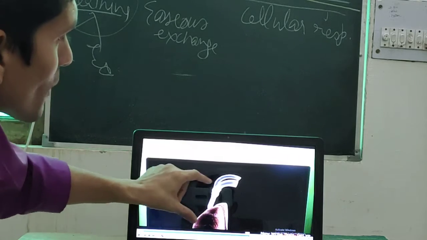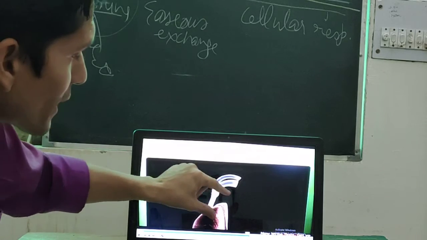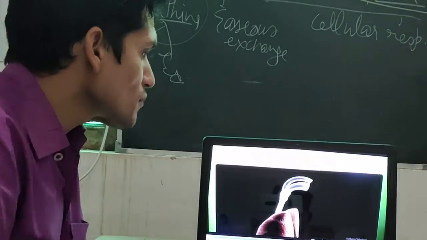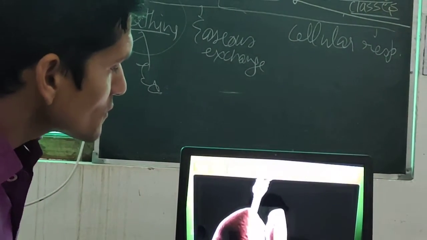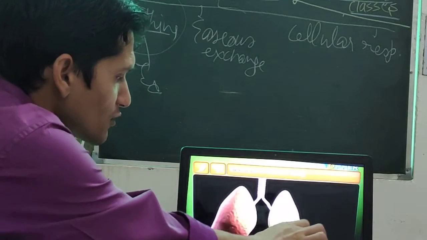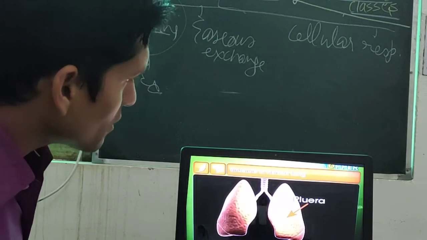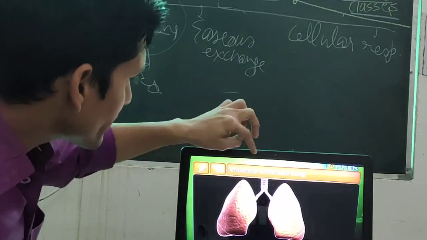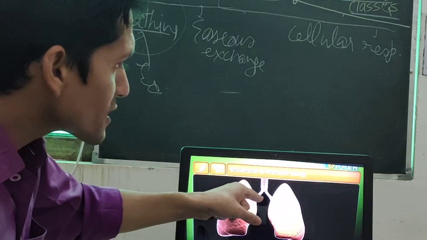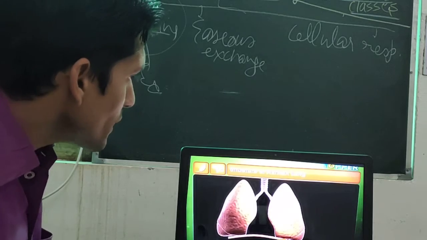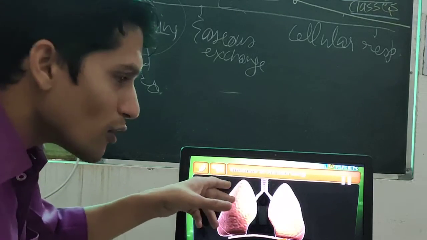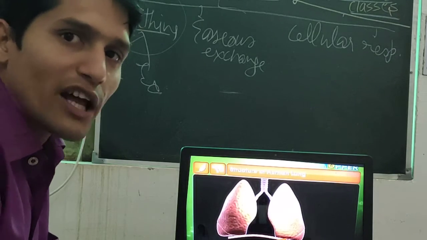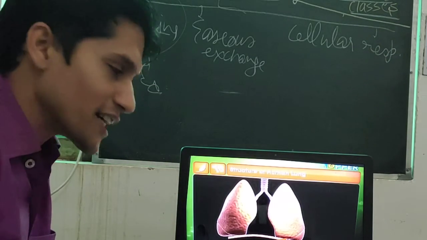Our lungs are protected by a covering that is called the pleural membrane. This is the pleural membrane which covers the lungs, and this is the trachea. It further branches into the bronchi. Bronchi further branch and form the bronchioles, and bronchioles further branch and form the alveoli, where gaseous exchange takes place.